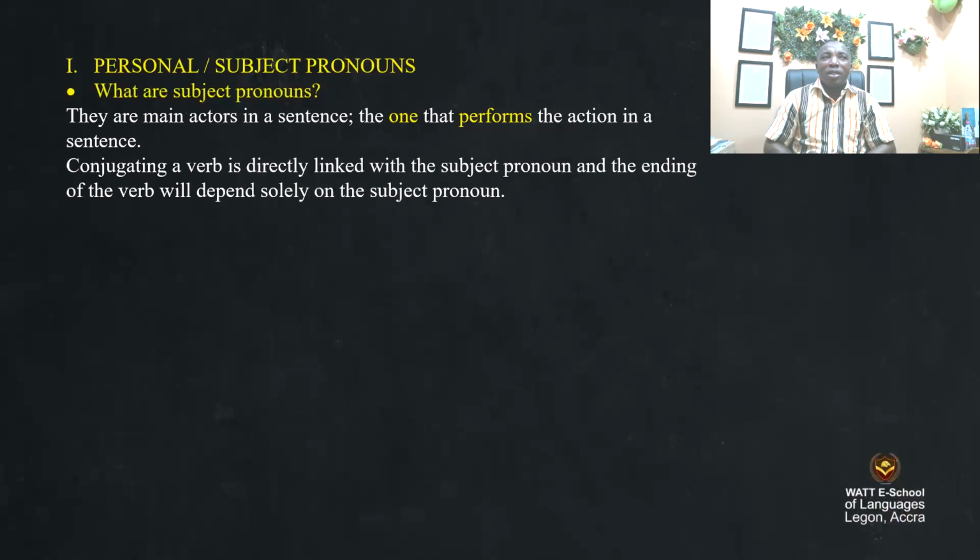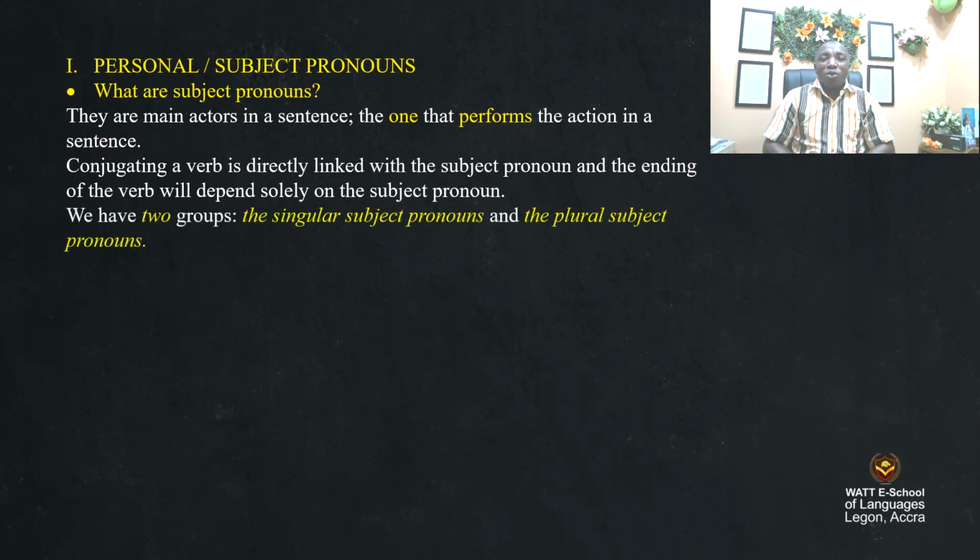Let's have a look at conjugating a verb. It is directly linked with the subject pronoun, and the ending of the verb will depend solely on the subject pronoun. So if you want to conjugate a verb like the verb to go in French, it is linked with the subject pronoun that you use, and the ending of that verb will also be related to the subject pronoun. It means that the verb agrees with the subject pronoun. We have two groups, the singular subject pronouns and the plural subject pronouns.